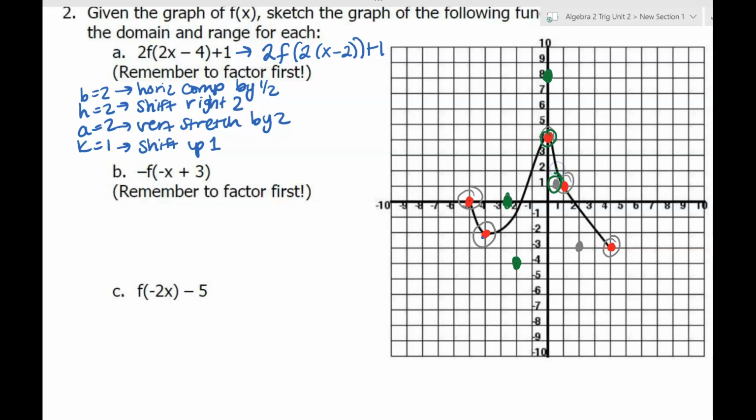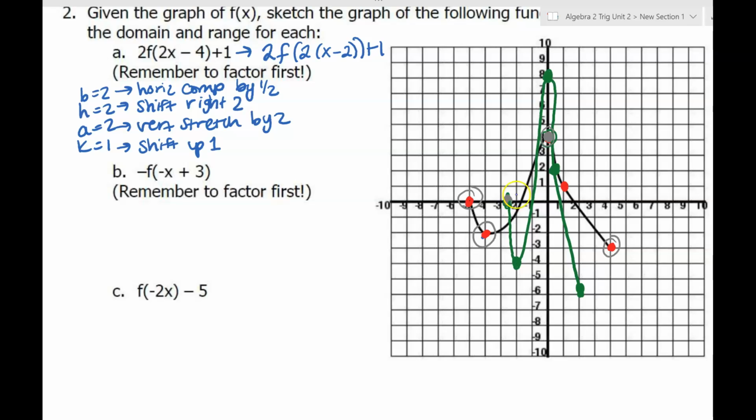This point was 1 unit above the x-axis. It's now going to be 2 units above the x-axis. And this point was 3 units below the x-axis. It will now be 6 units below the x-axis. So now you can see that stretch that occurred to make our graph look like this. Now I'm going to do the 2 shifts together, just because they're a little bit less confusing to me. So our shifting is right 2, up 1.